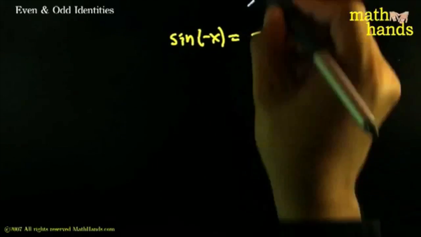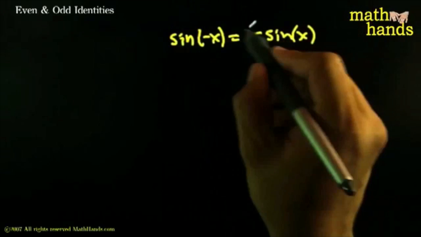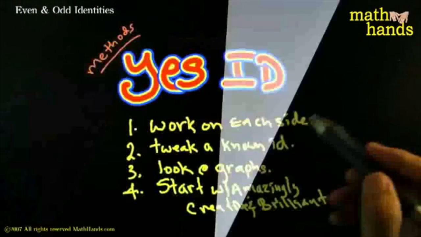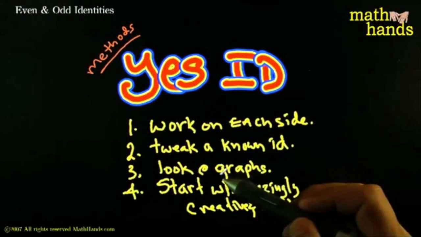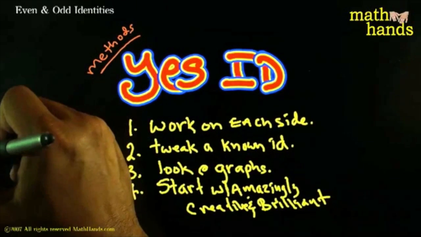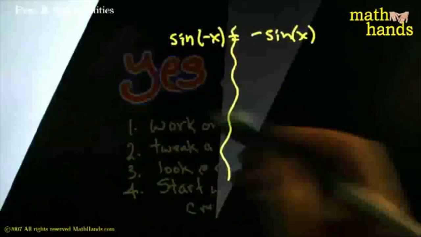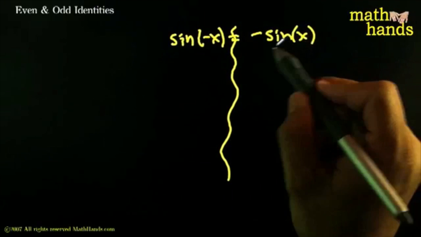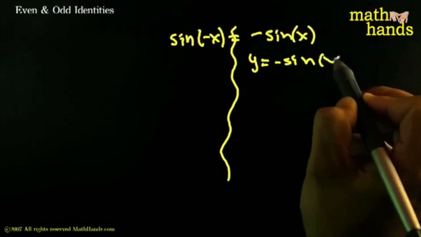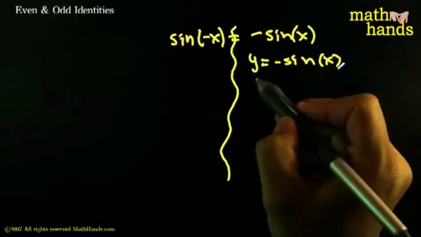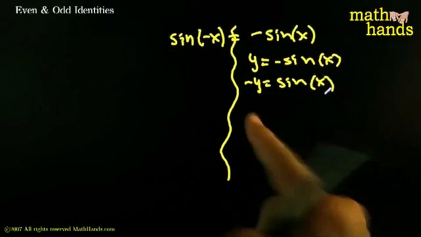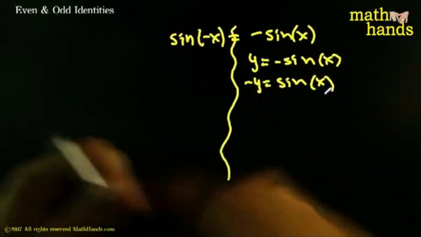One way to prove this is, of course, again, we always have these four techniques: work on each side, tweaking on it, look at the graph, or start with something to make something creative. We'll take a look at the graphs, and that should be pretty straightforward. If you wanted to graph y equals negative sine x, a negative next to a sine doesn't really mean anything. But if you multiply both sides by a negative, now it means something. Replacing a y with a negative y is a flip this way.